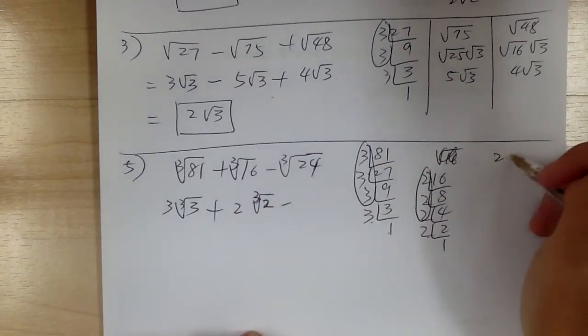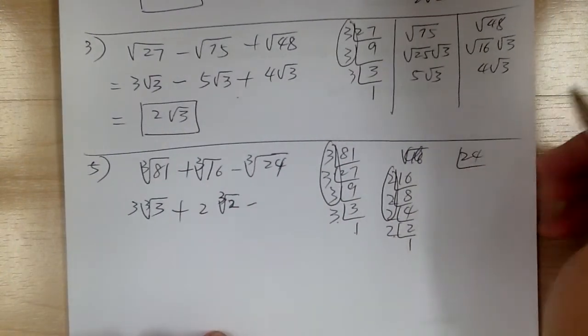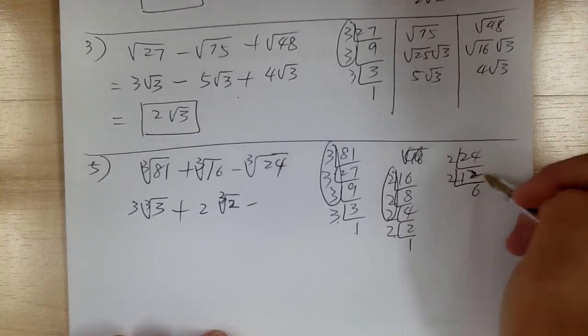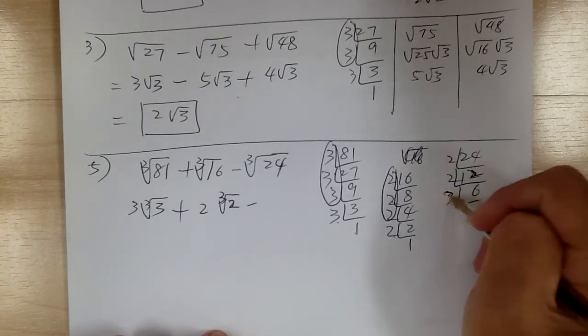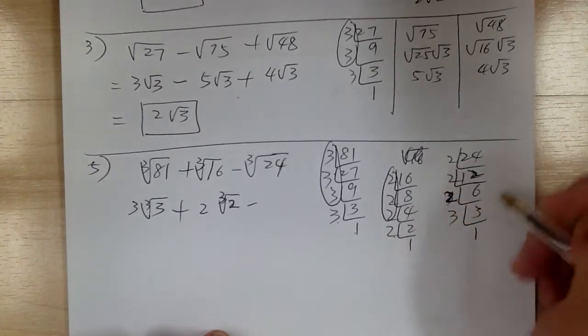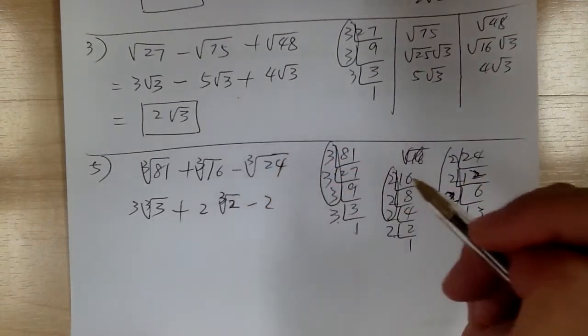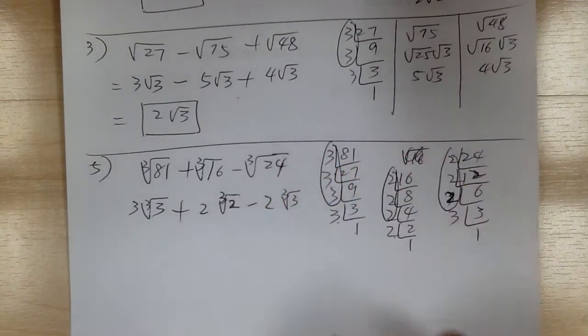Okay, do the 24. So you get 2, 12, 2, 6, 2, 3, 3, 1. Okay, so again, it's a cube root, so this comes out. So it'd be 2 cube root of 3.